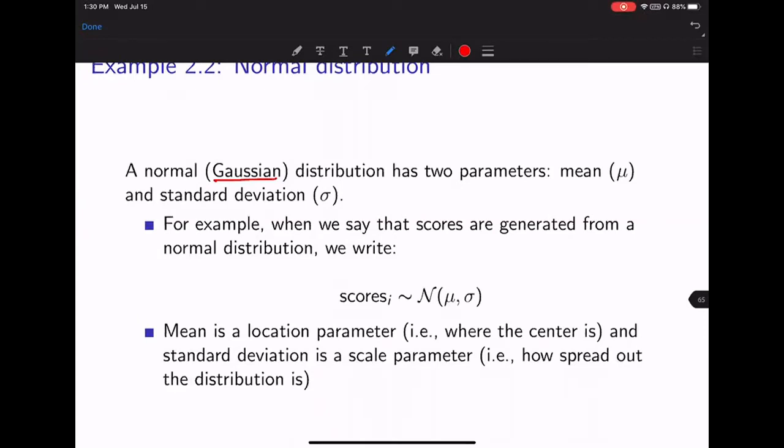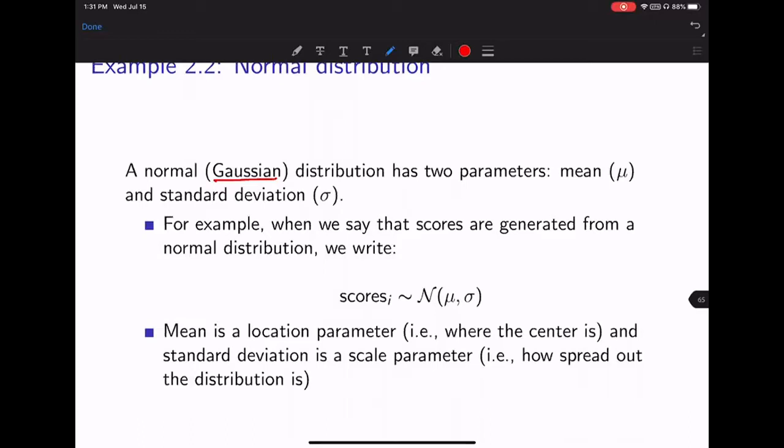If you stumble upon a statistics textbook and you open it and you find the word Gaussian distribution, don't be confused. They are the same. A lot of statistics textbooks will say Gaussian distribution, or sometimes in the same sentence, people might say a normal distribution and then a Gaussian distribution, right? Just to have some variability, just so you know.